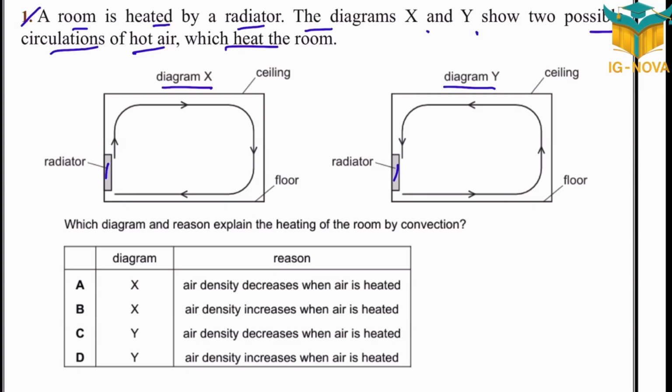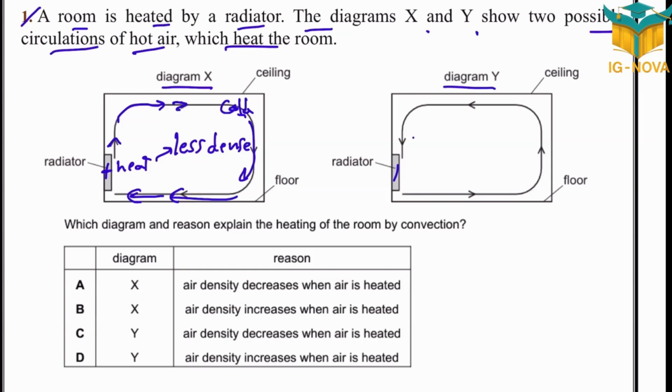First, about diagram X, we know that the radiator makes heat. This heat makes air become hotter and less dense. While it becomes less dense, the air will move up through this way to take the place of cold air. That cold air becomes denser and goes down. According to the circulation, this is the convection current process.